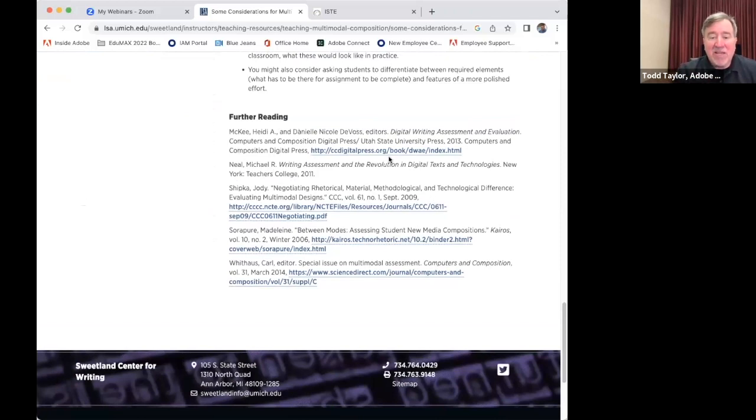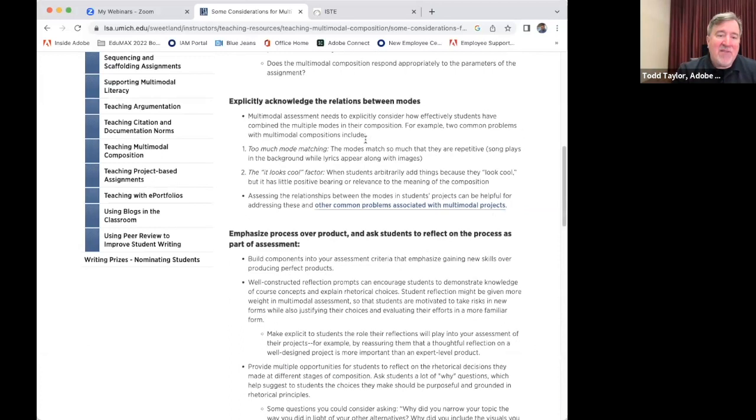In fact, a couple of these are anthologies. They're entire issues of a journal committed to this question about assessing digital work. And this book here from Heidi McKee and Danielle DeVos does the same thing. It's a collection of perspectives on this. And so that's a resource that I find pretty valuable.